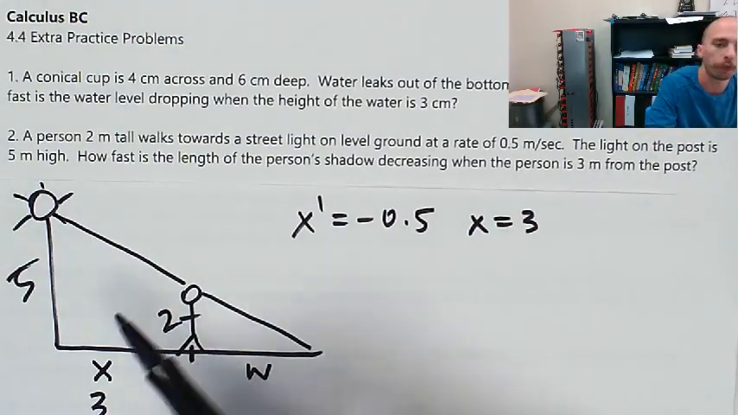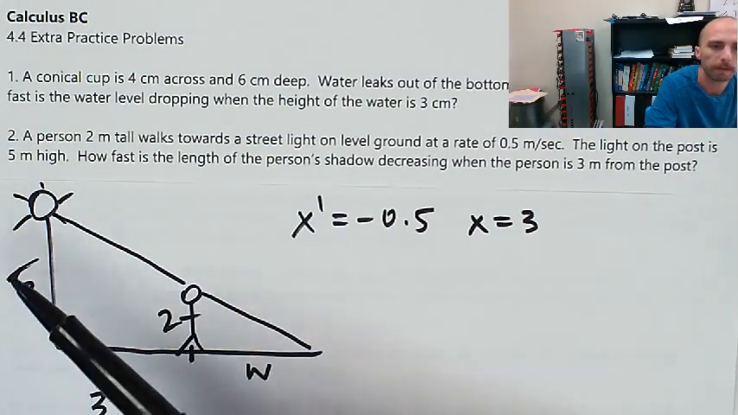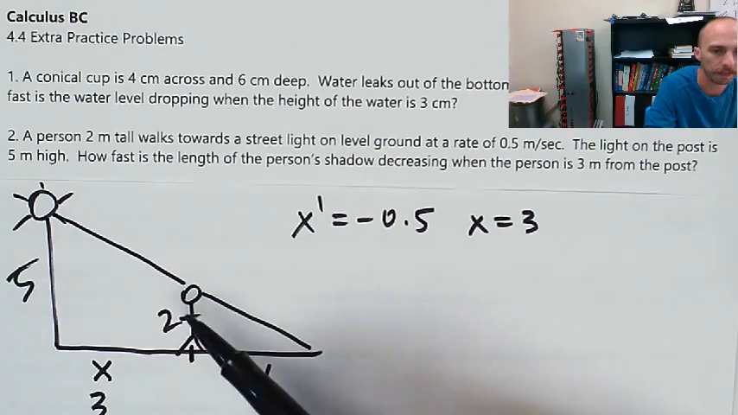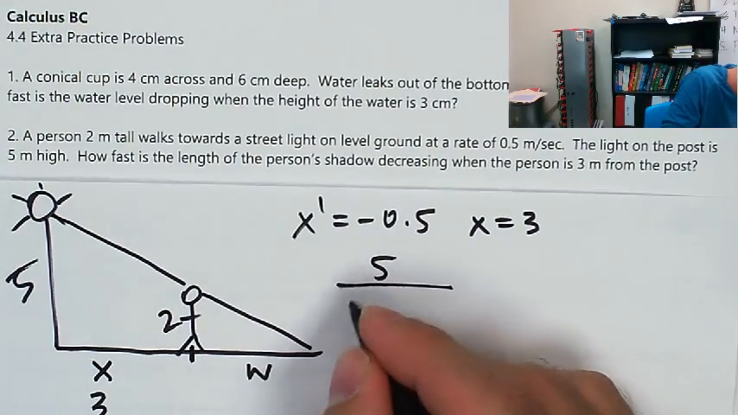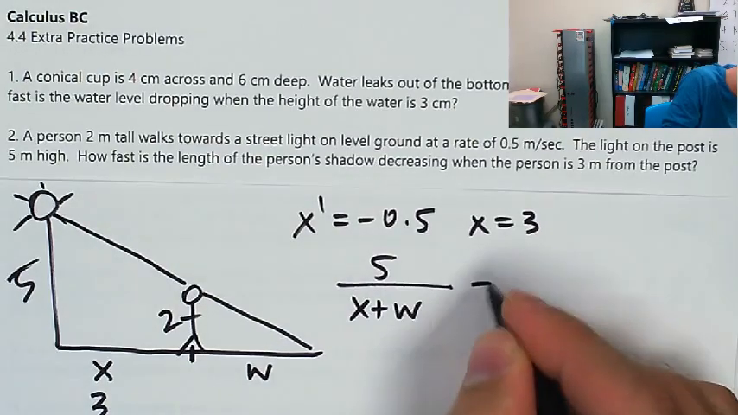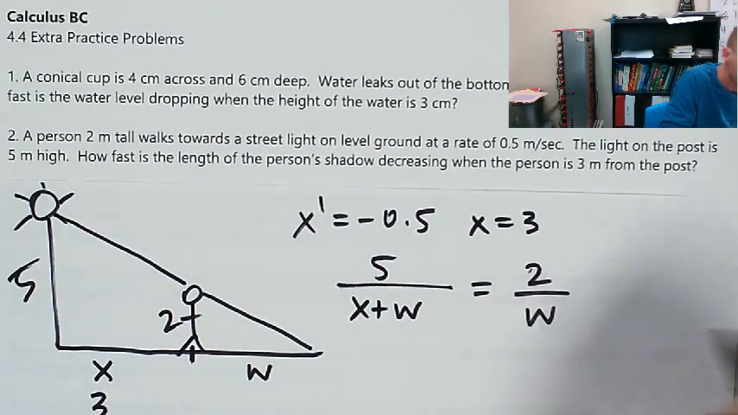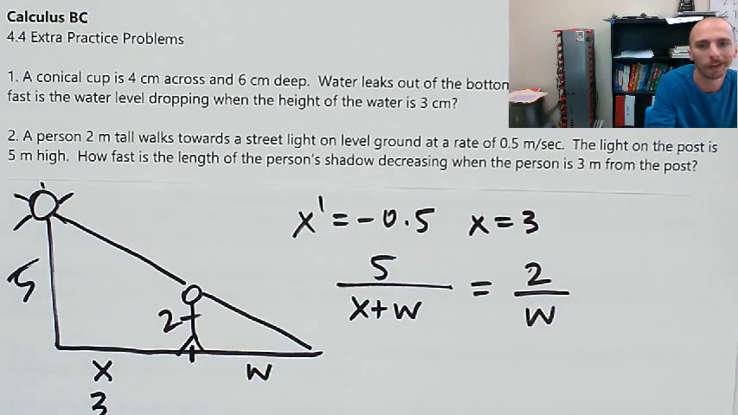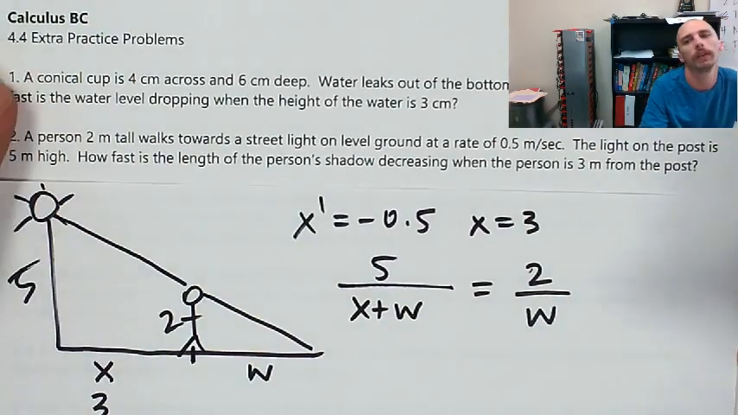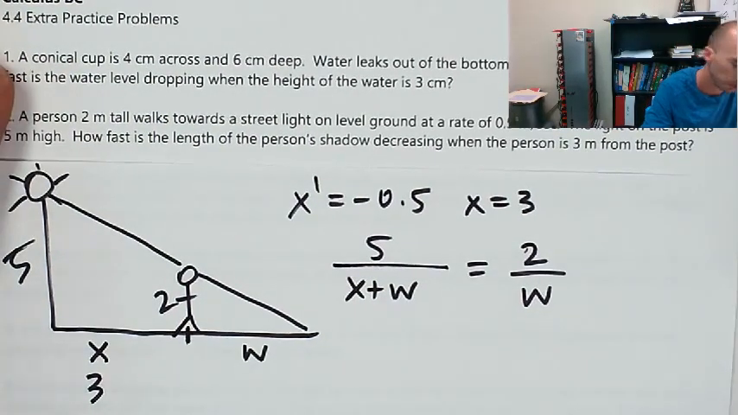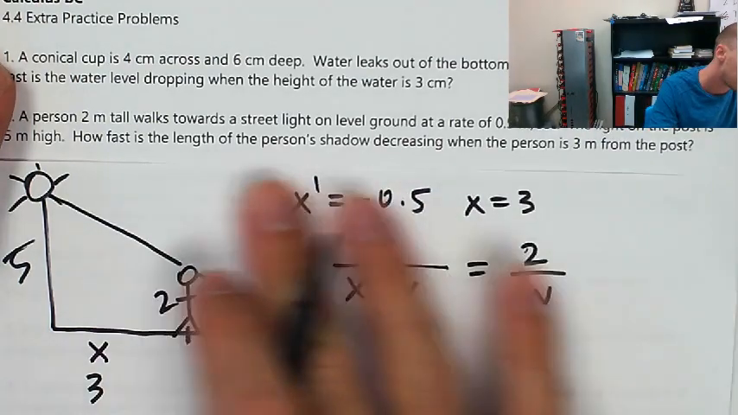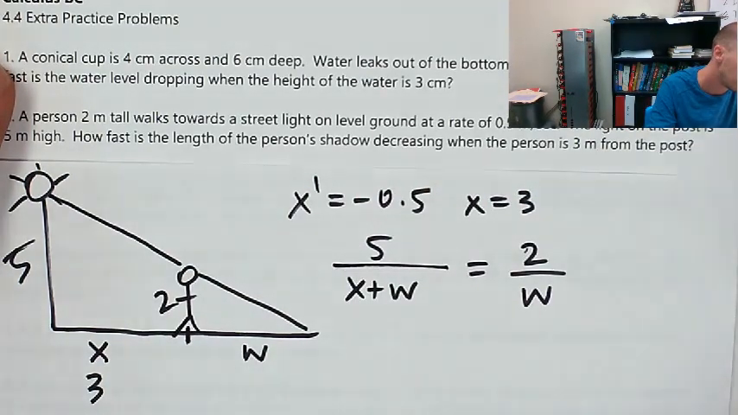Okay, so what happens is that you use the similarity relationship. 5 over this whole length is the same as 2 over W. So 5 divided by X plus W equals 2 divided by W. And hopefully once I cross multiply and get all this set, I'll have everything that I need to substitute and then take the derivative and get myself an answer. Length of the person's shadow is decreasing. Yeah, that would be true.